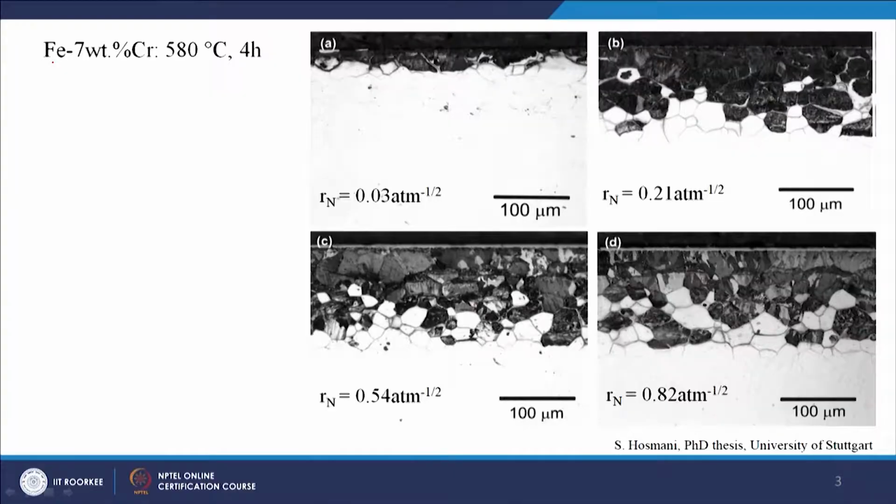So, for example, if we take an iron chromium alloy, what is shown in this slide is a binary iron 7 weight percent chromium alloy. Remember that with this amount of chromium, this is fully ferritic.